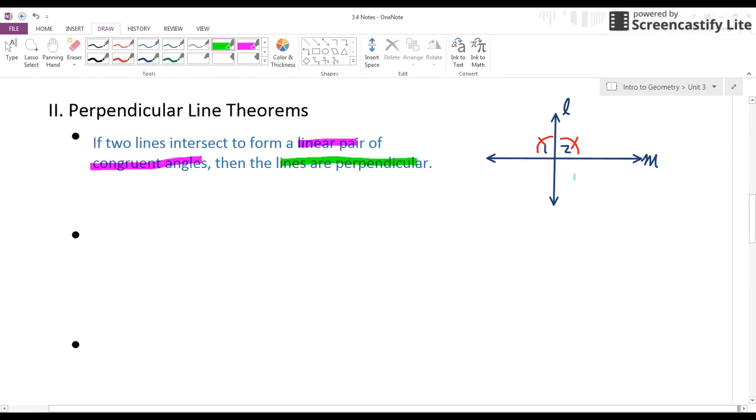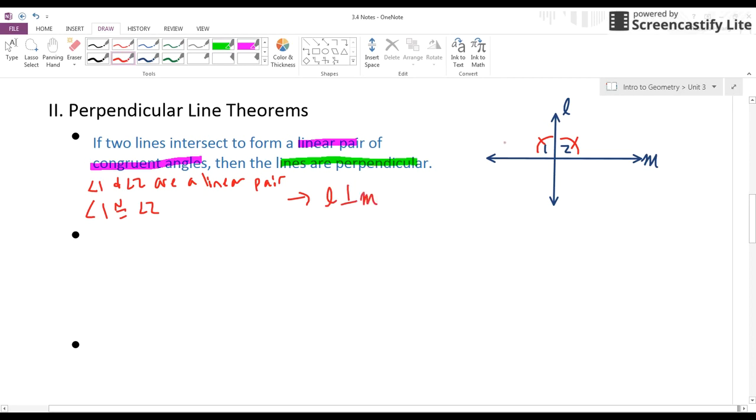So take a look at the diagram. This would be what you're given. So you should see two things happening. One, angle 1 and angle 2 are a linear pair. And you'll also notice from the notation here, angle 1 is congruent to angle 2. So if we have this information, we can jump straight to it and say L is perpendicular to M. And this is a super simple theorem to prove.